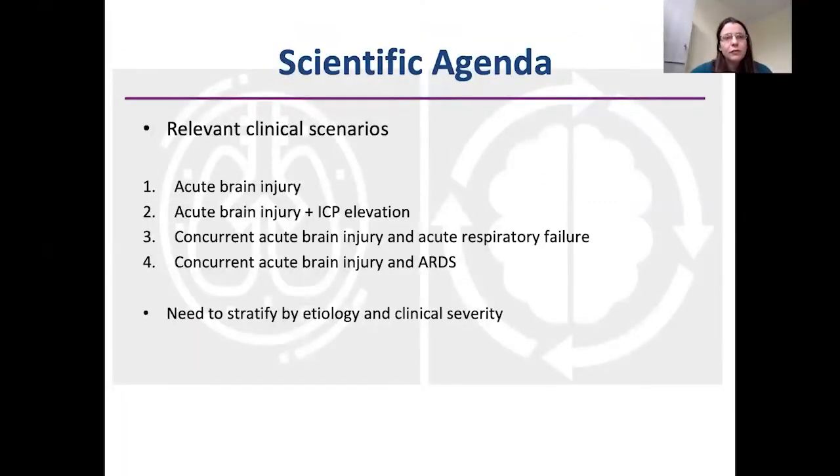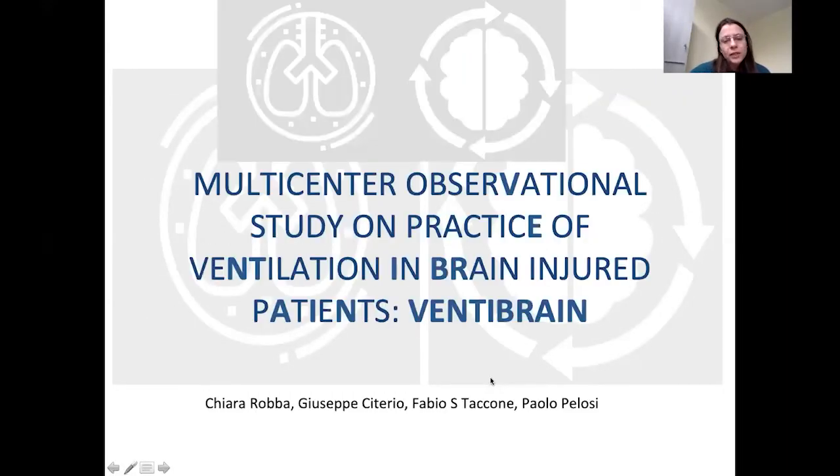The result from this consensus allowed us to write down a scientific agenda, which is extremely busy because, as you can see, there is no evidence at all in this group of patients, and now we need to push forward to answer all the questions that are still pending in this group of patients. And we hope that the VentiBrain study, which is about to start, we are just waiting for the last details regarding the ethical committee approval.